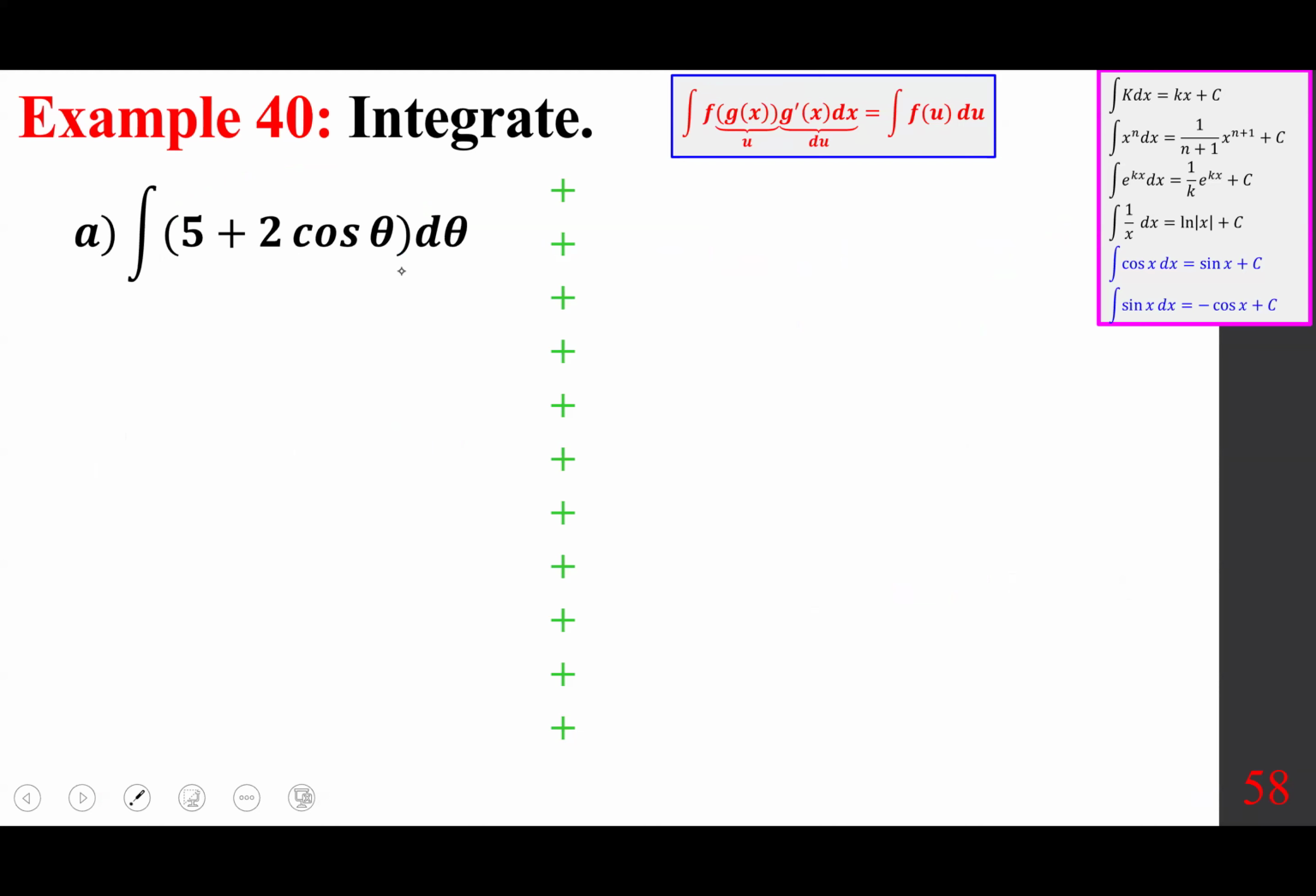In this case, we just do it term by term. First of all, the independent variable is theta, so 5 doesn't give you 5x, it gives you 5 theta. Then cosine, the derivative is negative, but the integral is the positive sign, so plus 2 sine theta and a constant.